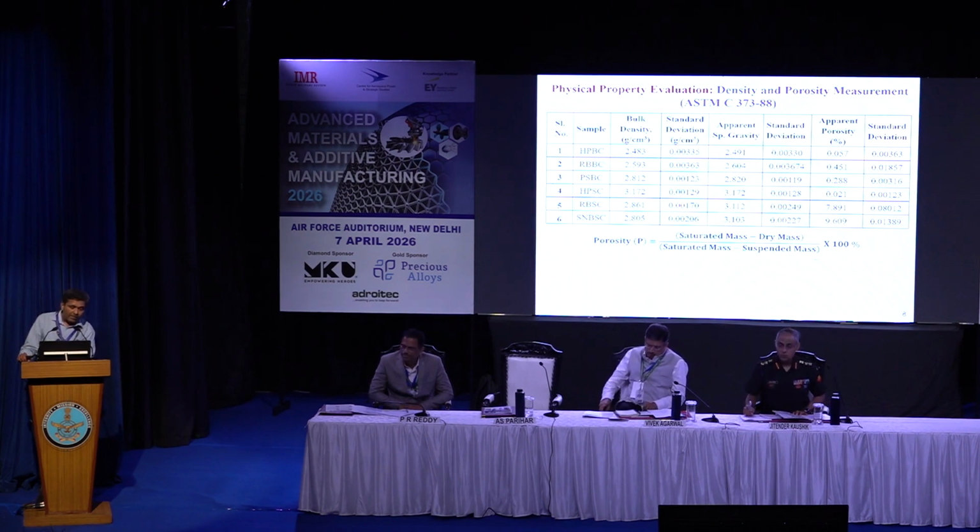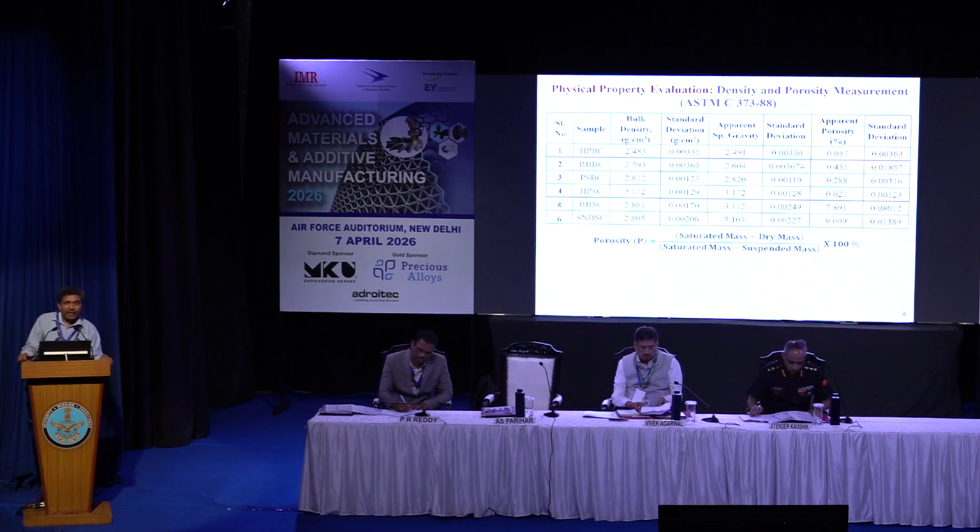So hot press boron carbide, reaction bonded boron carbide, pressure sintered boron carbide, hot press silicon carbide, reaction bonded silicon carbide, and silicon nitride bonded silicon carbide. So we have studied all the 6 grades of the ceramic, and we have found that the hot press boron carbide is the best, but that is in the form of tile.